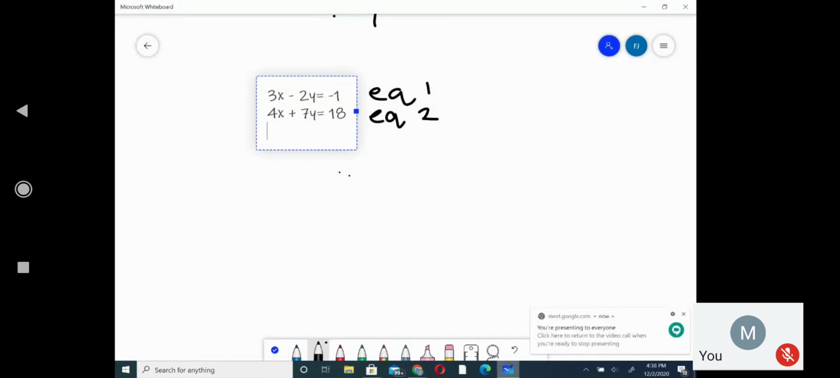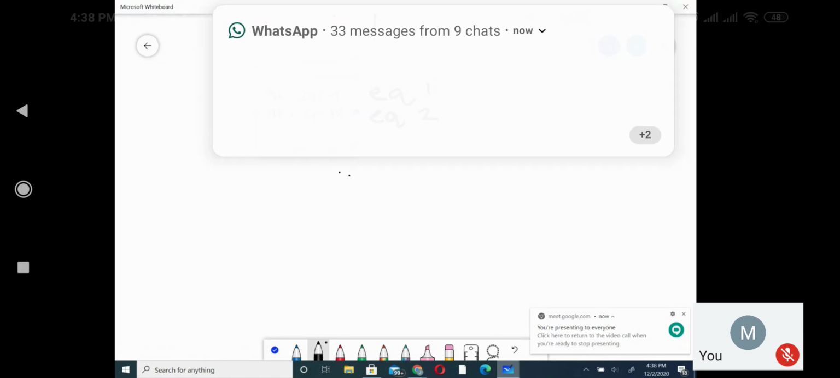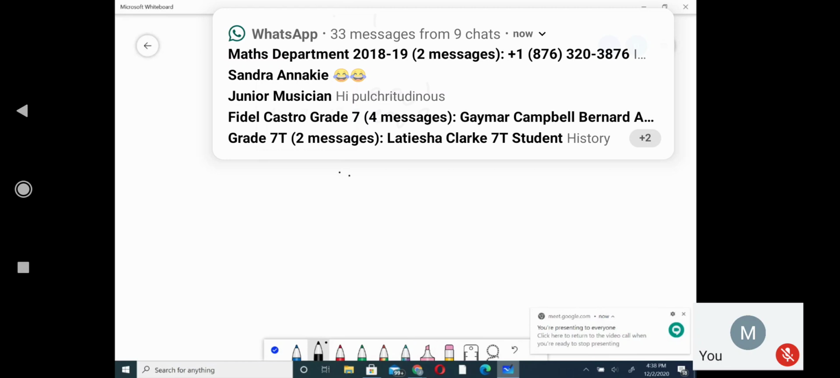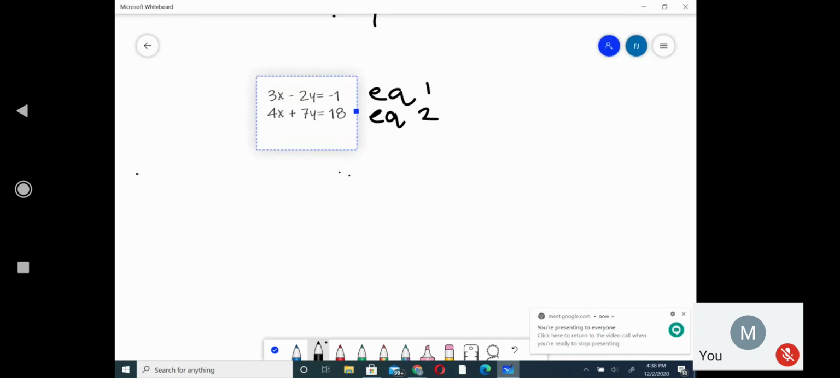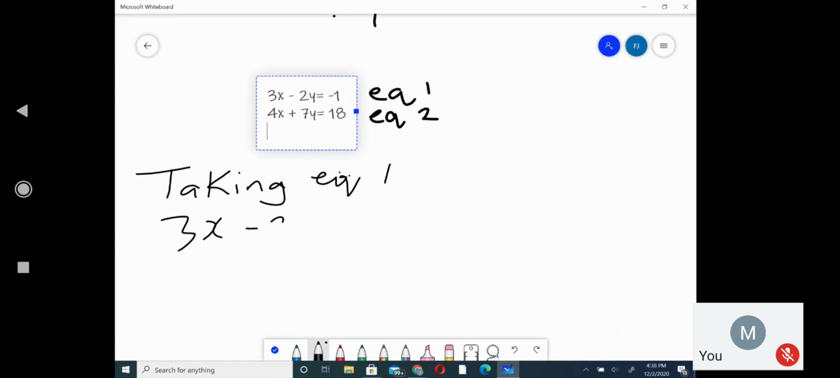Equation 1. So taking equation 1, we say 3x minus 2y equals negative 1. Which of the variables will you make the subject?